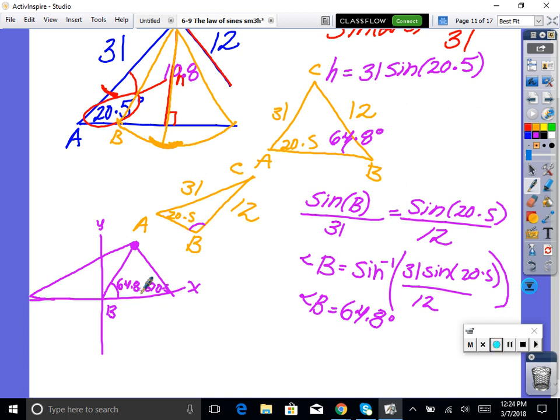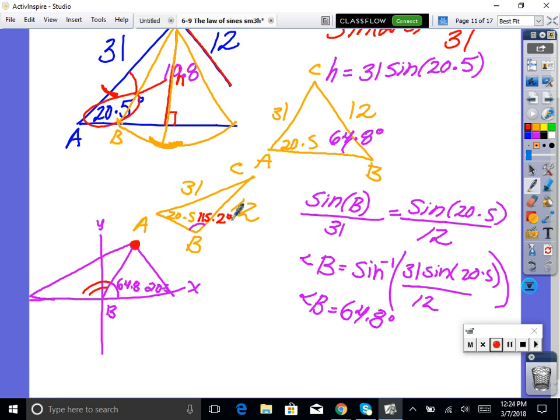Wait, I'm not saying that right. Let me change colors. So guys, everybody look, do you see this point right here? This XY point on this triangle has the same XY point, right? So now to find this obtuse one, we would do 180 minus 64.8. Okay, cool. So now we know this angle B is 115.2. And now we can continue to solve.